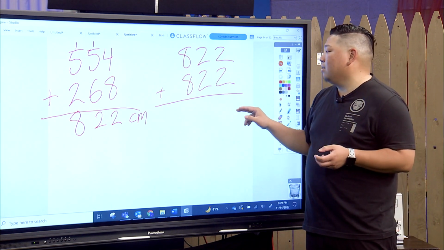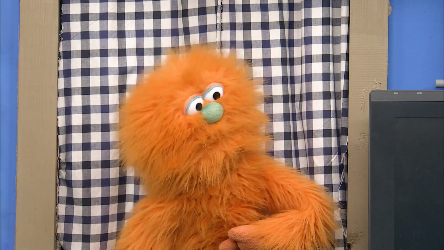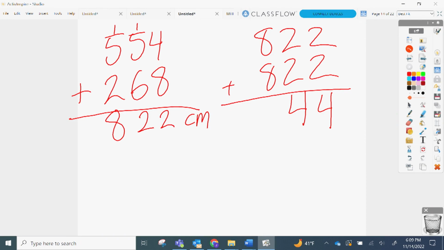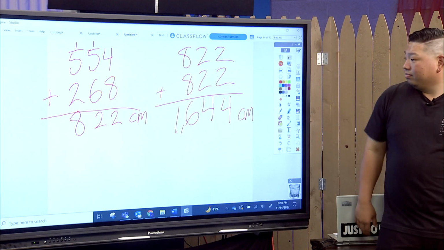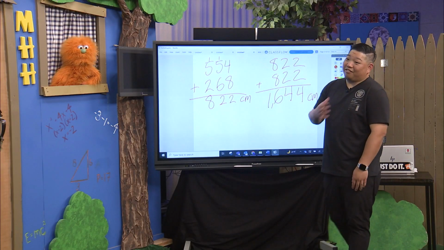2 plus 2 is 4. 2 tens and 2 tens is 4, 4 in the tens place, which is 4 tens. 8 plus 8, 800 plus 800, that would be 16, or 1,600. So altogether, our number is going to be 1,644 centimeters. Awesome. Wow. I think that grasshopper's getting his workout. Yeah, I'd be tired if I were that grasshopper.